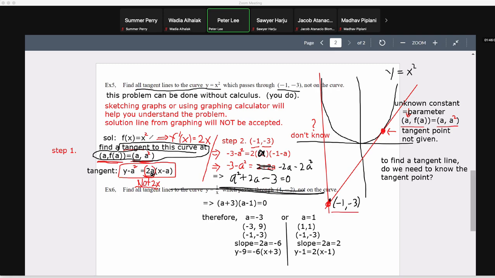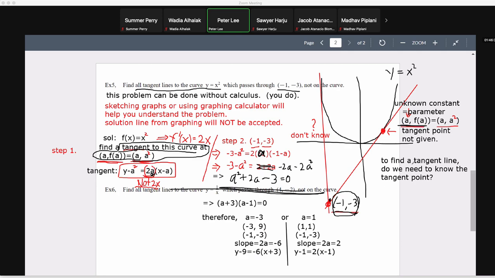If you have a different problem with a different function or a different point, the tangent line will change. But what I am saying is, if you have any kind of tangent line problem, and the tangent point is not given to you, then you just have to name a tangent point. Call this point (a, f of a), because this point (-1, -3) is not a tangent point, so you cannot use it.